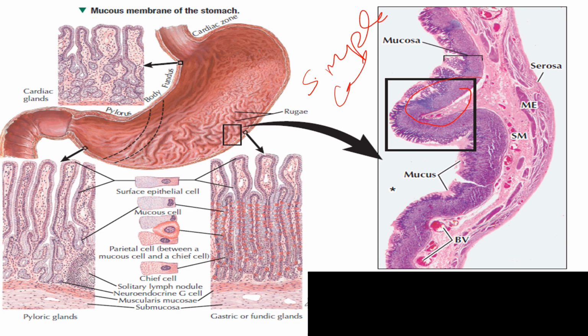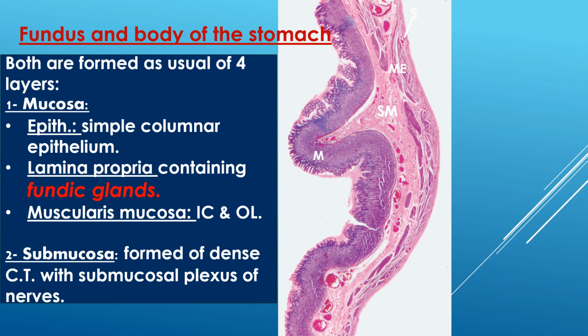Okay, let's go and apply our scheme on the stomach, which is a dilated tube. To talk about the stomach, we are going to divide it into two parts, fundus and pylorus. Let's start with the fundus. The fundus and the body of the stomach both have the same structure. Both of them are called the fundus. So what are the layers of the wall of the fundus of the stomach? It will be formed of four layers. What are the four layers? They are mucosa, submucosa, muscularis externa, and serosa, as it is covered by peritoneum.